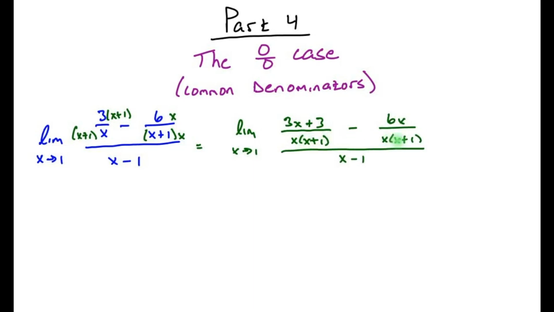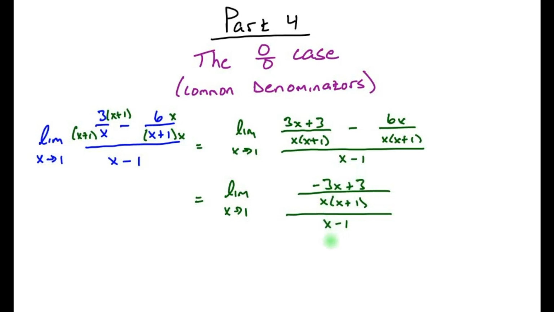Now, we have common denominators, so we can subtract the two fractions, or combine them as a single fraction. So we got the limit as x approaches 1. And up top, we have that common denominator of x times x plus 1. And in the numerator up there, combining 3x minus 6x would be negative 3x plus 3. And all of this will still be over x minus 1. Now this compound fraction isn't very friendly, and at some point in time we're going to have to deal with it, so we might as well do it now.